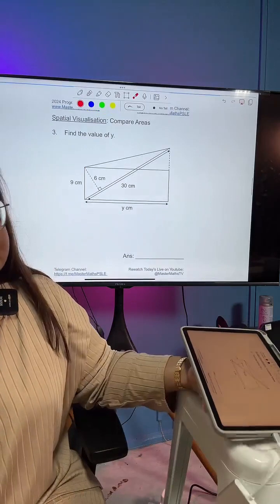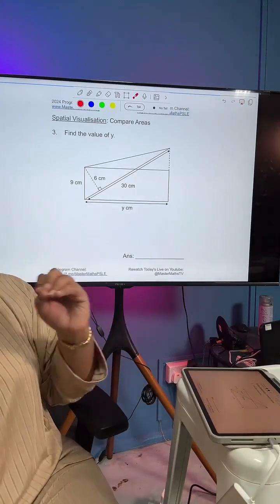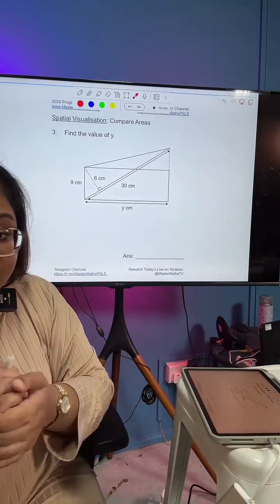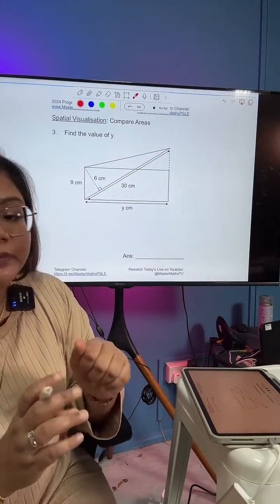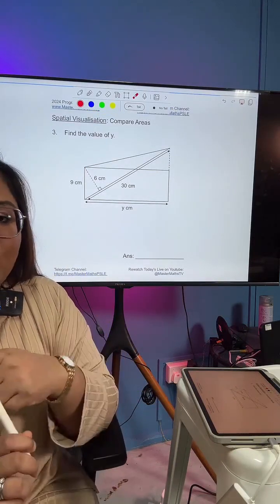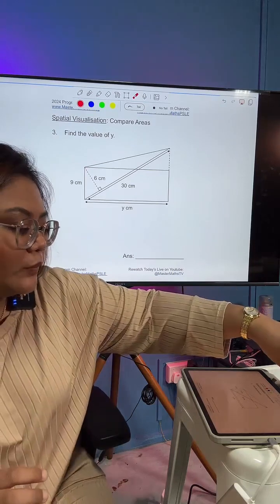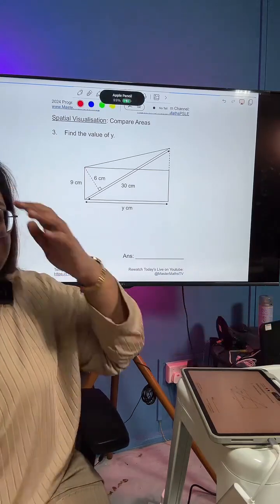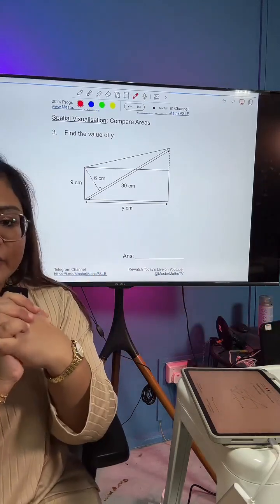Alright, I'm going to move on to the third question. Question number 3. This time round, we are again visualizing areas, but this time round, we will be comparing the areas instead of comparing lengths, okay? Just now, what we did was to compare lengths. This time round, we want to compare areas, alright?